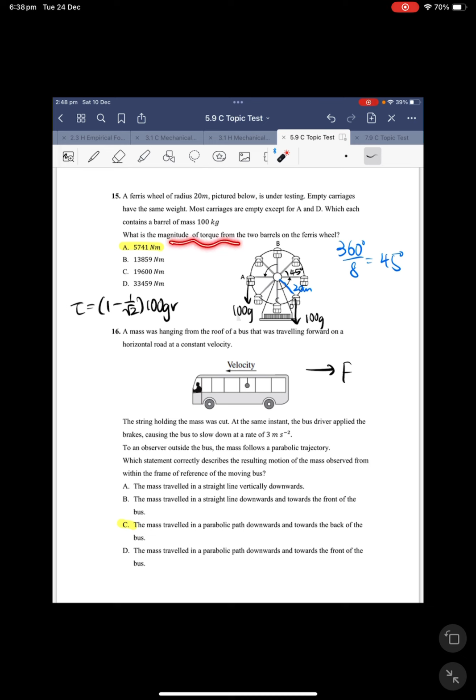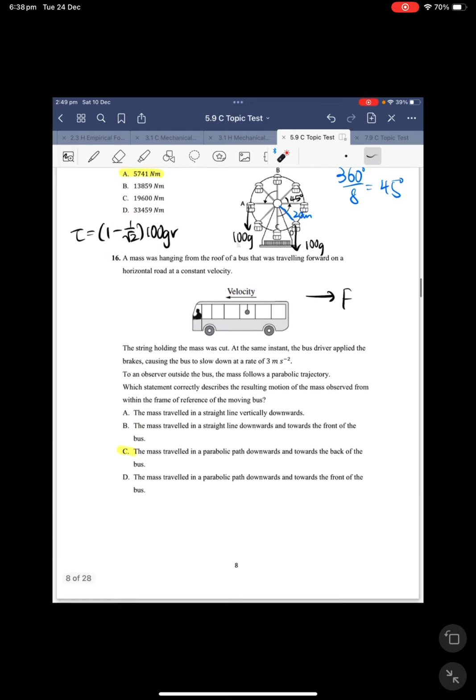And so it's applying a torque in the opposite direction. The magnitude of torque coming from the two carriages on the Ferris wheel is going to be the torque from A, which is simply 100 times g times R, minus 100 times g times R times sine of 45 degrees, which is 1 on root 2. And if you work that out, you should get A, 5,741 Newton meters.